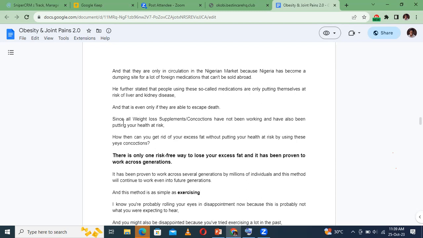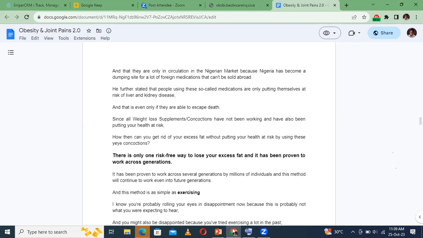It should be that way. Since all these weight loss supplements and concoctions have not been working and have also been putting your health at risk, how then can you get rid of your excess fat without putting your health at risk by using these concoctions? There's only one risk-free way to lose your excess fat, and it has been proven to work across generations.